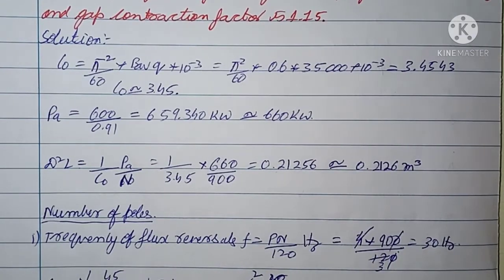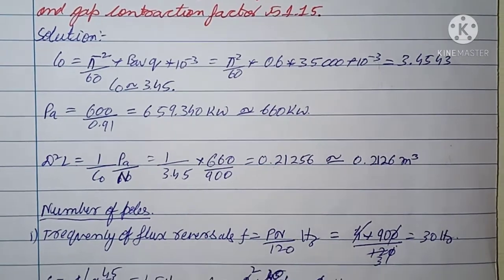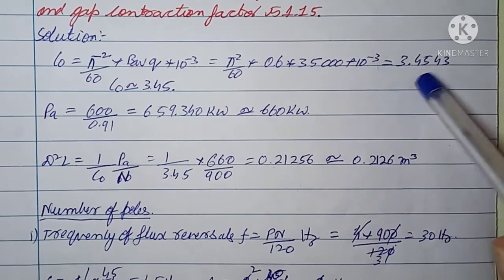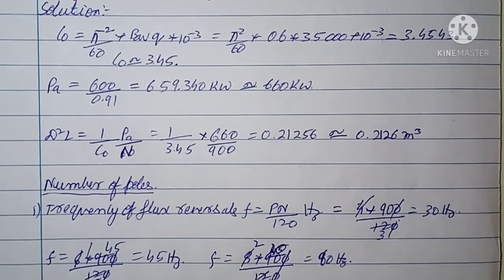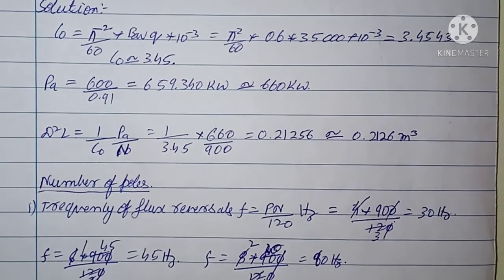So C naught is pi square by 60 into B av into q into 10 raised to minus 3. So we have the value for C naught equal to 3.4543, approximating it to 3.45. And then PA, which is equal to 600 divided by 0.91, where 600 is the rating, divided by the efficiency, gives us 659.340 kilowatt, approximated to 660 kilowatt.